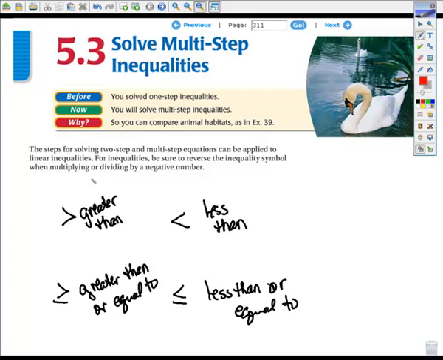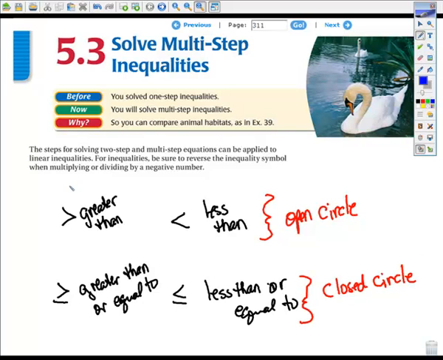When you go to graph these, if you have greater than or less than, both of these, you're going to use an open circle on the number to show that it doesn't actually own the number, but it's greater than or less than the number. And when you go to graph these, you're going to use a closed circle because it shows ownership.